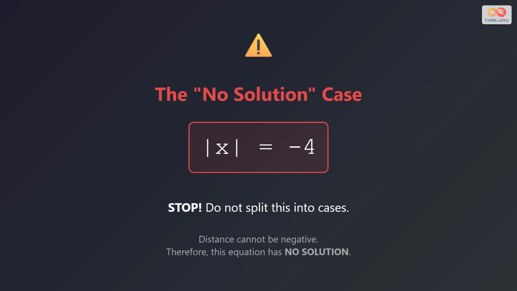There is one major trap to watch out for. Look at this equation. The absolute value of x equals -4. Stop right there. Remember, absolute value is a distance, and distance cannot be negative. Therefore, an equation like this has no solution. Do not try to split it into cases.